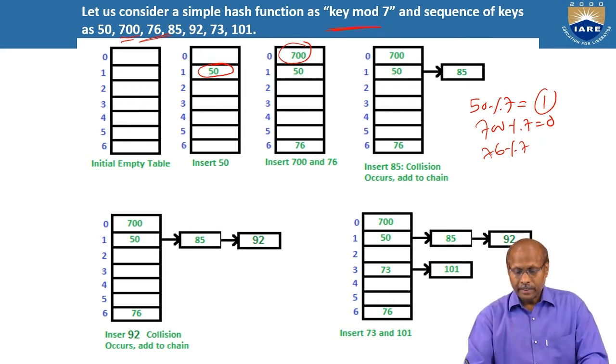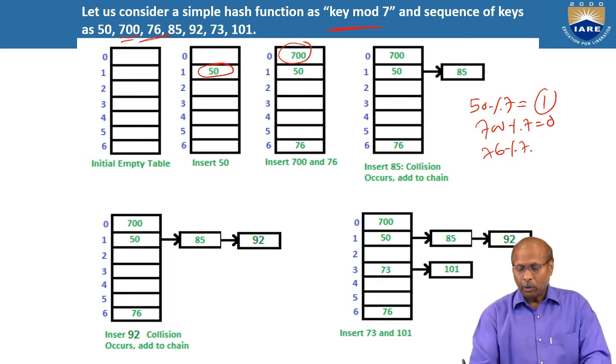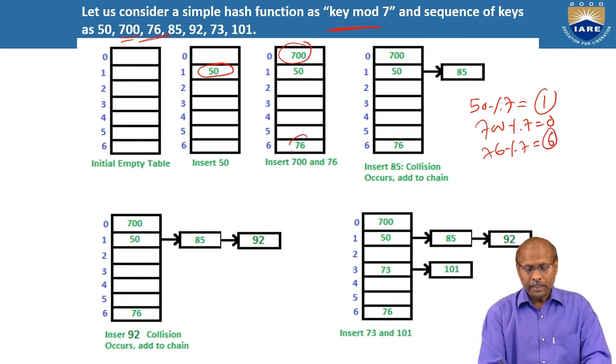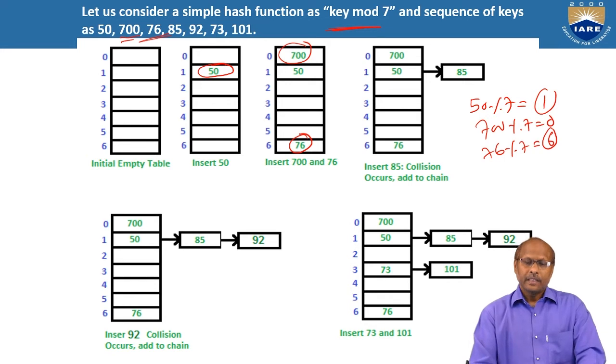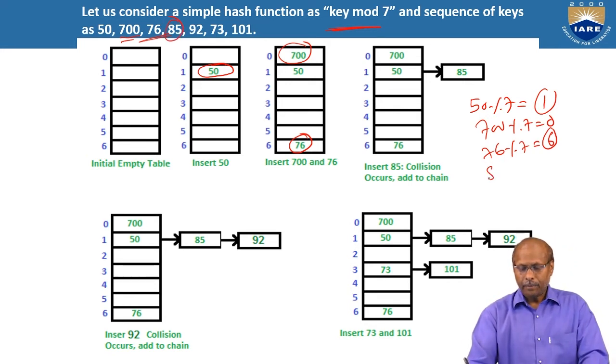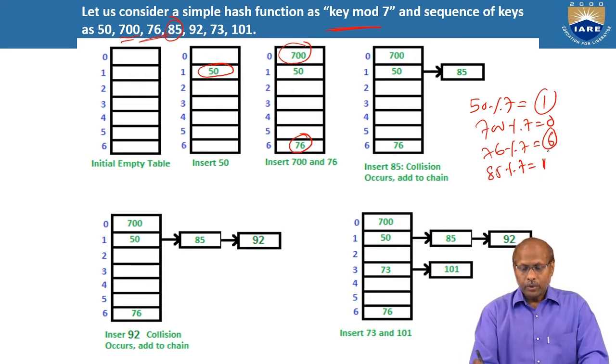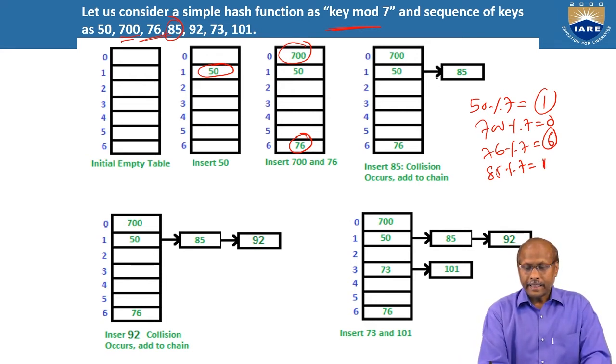Sorry, not 76, 85. Here we have taken, okay, 76 means how much? 76 modulus 7, the remainder will be 6. So it will go to the 6th position and store 76. Next comes 85. Whenever 85 comes, 85 modulus 7, the remainder will be 1.